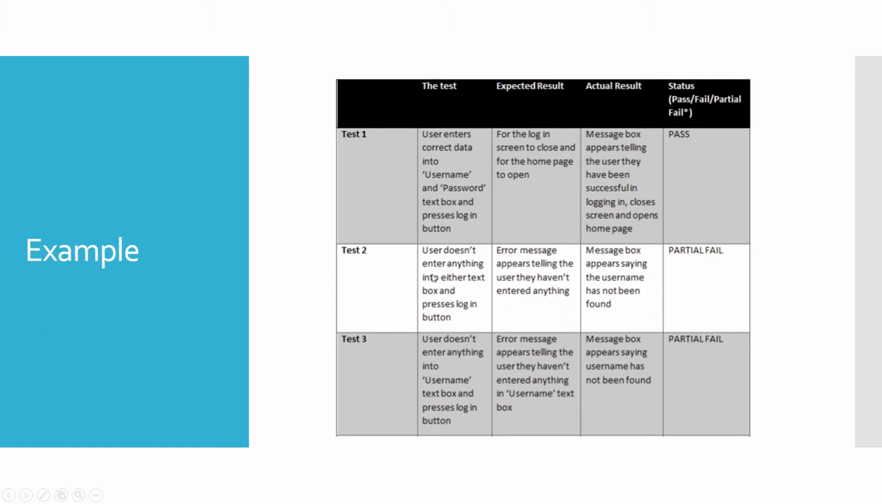A complete fail would be that maybe the home screen had launched. The reason this is a partial fail is because there has been an error message and it has not allowed them access, but it wasn't quite in the way that we wanted it to be. So they're the three distinctions. Either it was passed, a partial fail because it did still do part of what we wanted but not quite in the way we expected, and then a full fail is absolutely not.